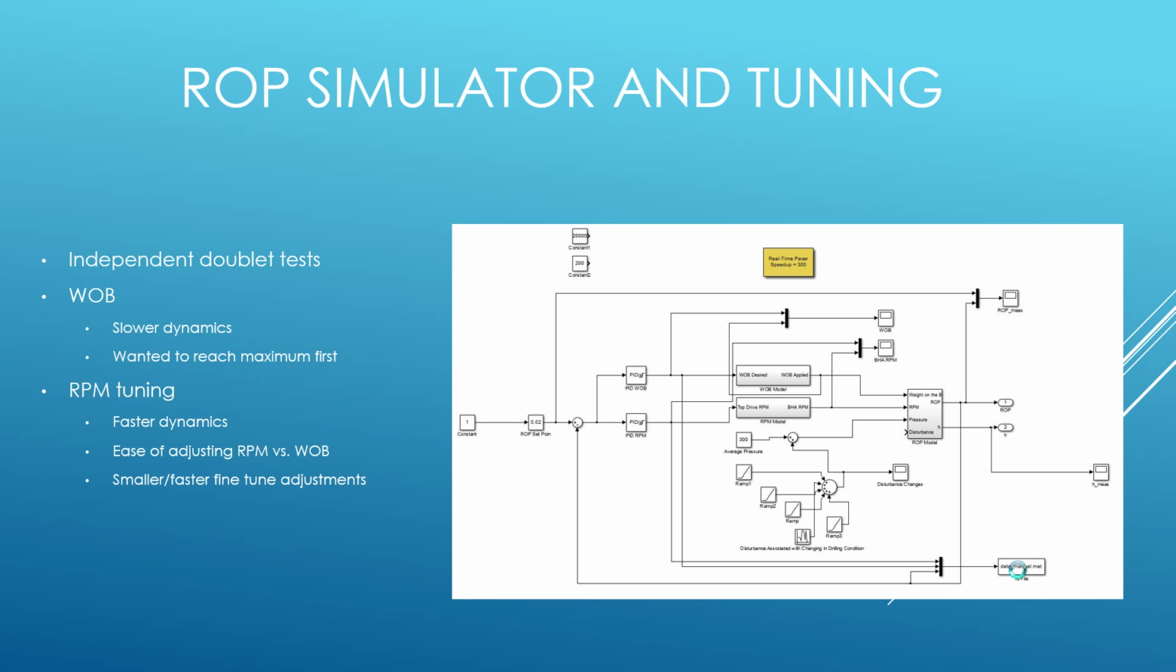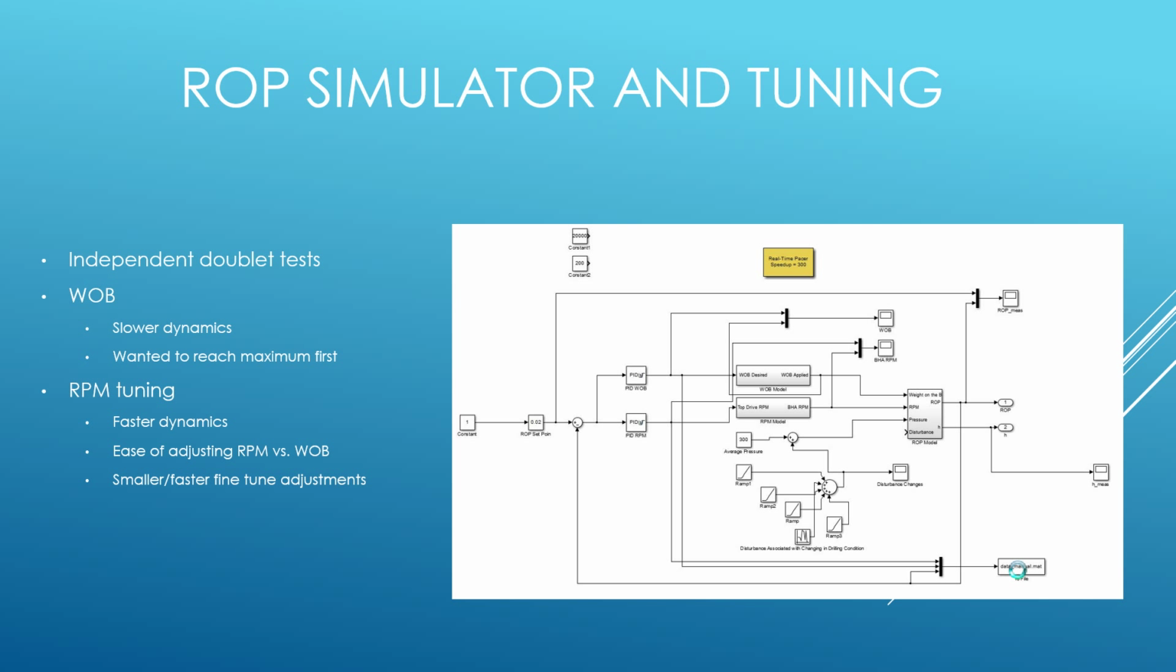And so with these dynamic models in place, we were able to effectively go and develop a controller to manipulate these variables. In order to develop the 2 controllers for the weight on bit and the RPM, we did 2 independent doublet tests. Initially, the weight on bit model has slower dynamics, and so with the initial tuning parameters, the top side weight on bit reached a maximum before the RPM did, and we didn't want it to reach a maximum at all.